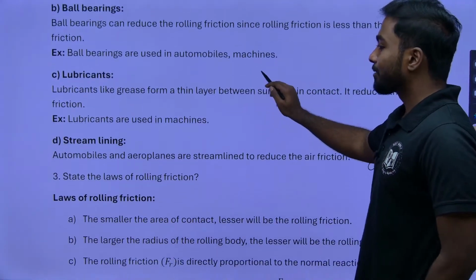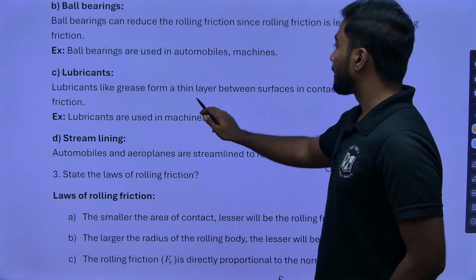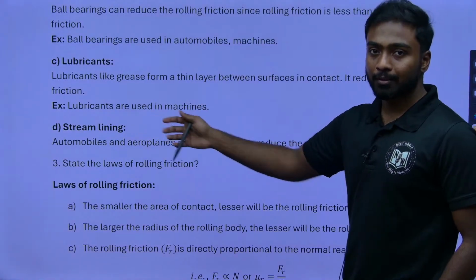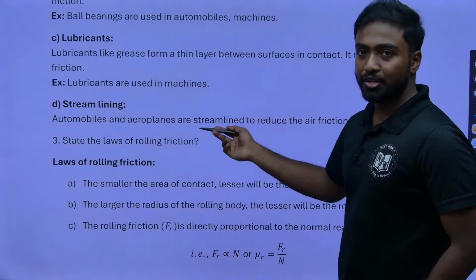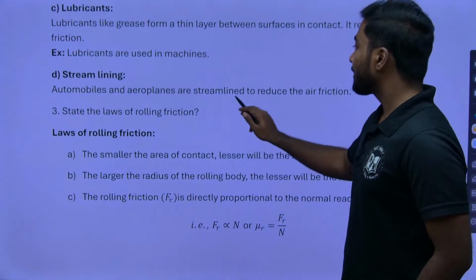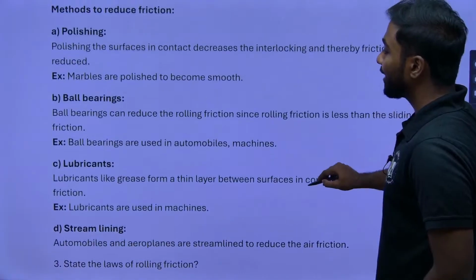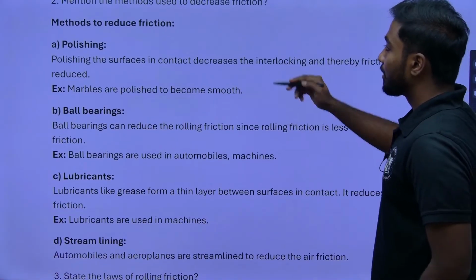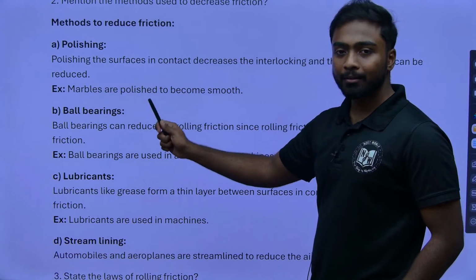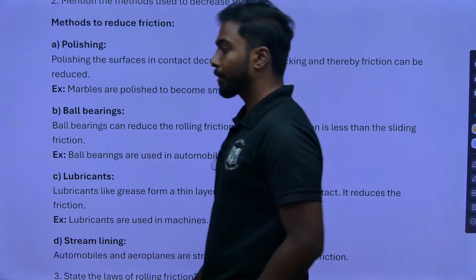The third one is lubricant. Lubricants like grease form a thin layer between the surfaces in contact, and it reduces the friction. Lubricants are used in machines. And streamlining: automobiles and aeroplanes are streamlined to reduce the air friction. So these are the four points we can use as methods to reduce the friction: polishing, ball bearing, lubricant, and streamlining. You can take a note of this.